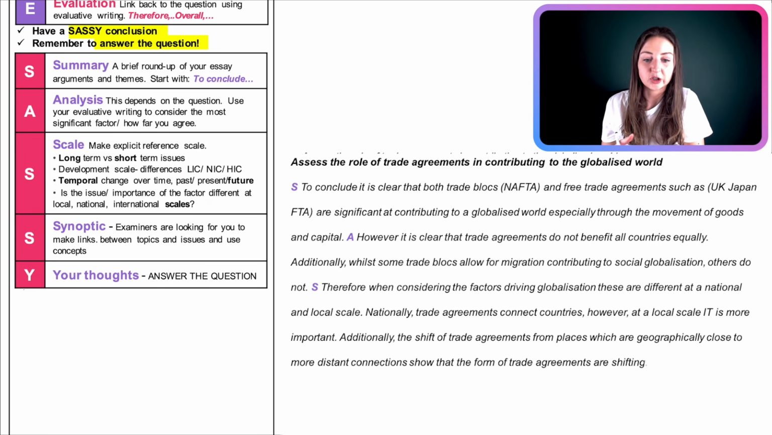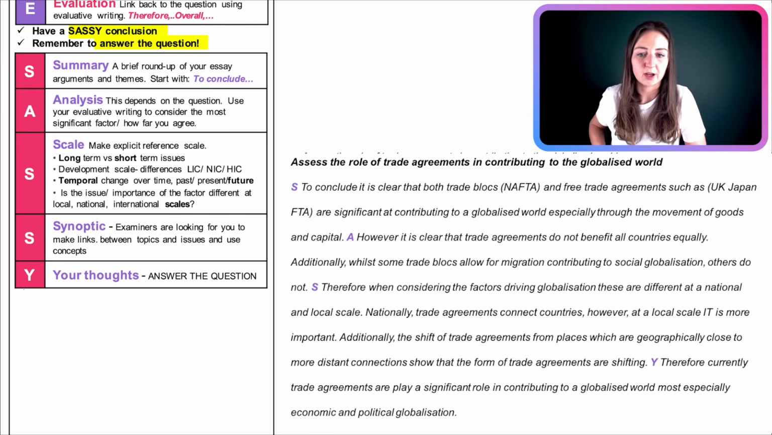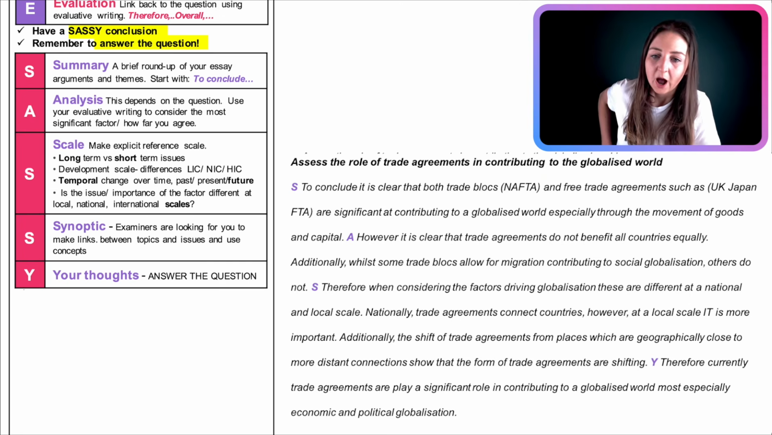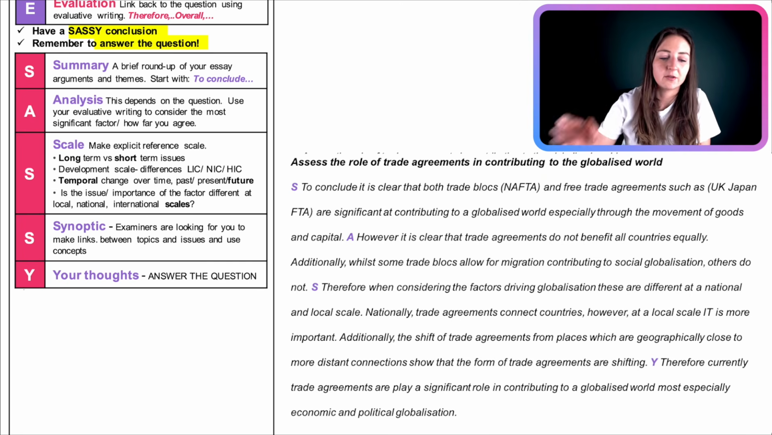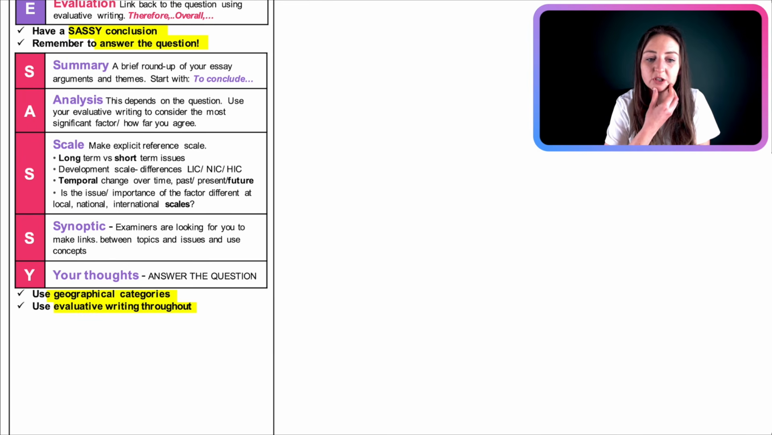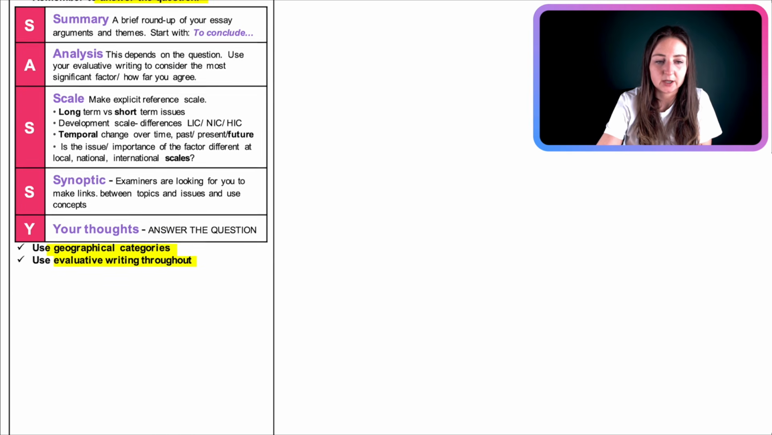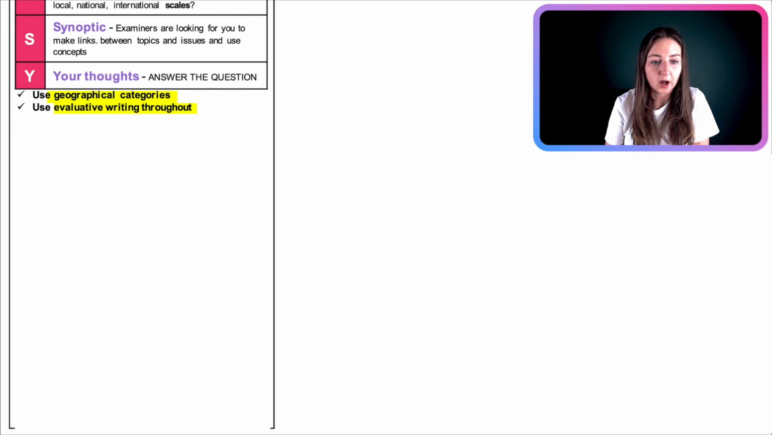Does it encourage economic and political globalization? Does it encourage social and cultural globalization? So you're linking to your thoughts. So, answering the questions, I think I mentioned what synoptic was before. To help you even further, this is the writing you should be using. You need to be using geographical categories and evaluative writing throughout. I showed you that we looked at evaluative writing, and these are the words that you can be using.